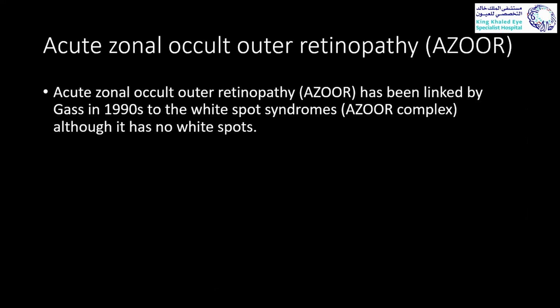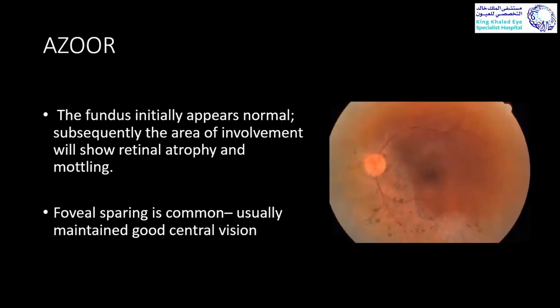Another disease that can affect the outer retina, which is a little bit challenging, is AZOOR, acute zonal occult outer retinopathy, which was described by Gass in the 1990s as one of the white spot syndromes. However, in this disease, you will not see white spots or yellow spots. The fundus findings initially appear normal. However, at this stage, if you do electrodiagnostic testing, you will see a lot of changes despite the normal fundus appearance.